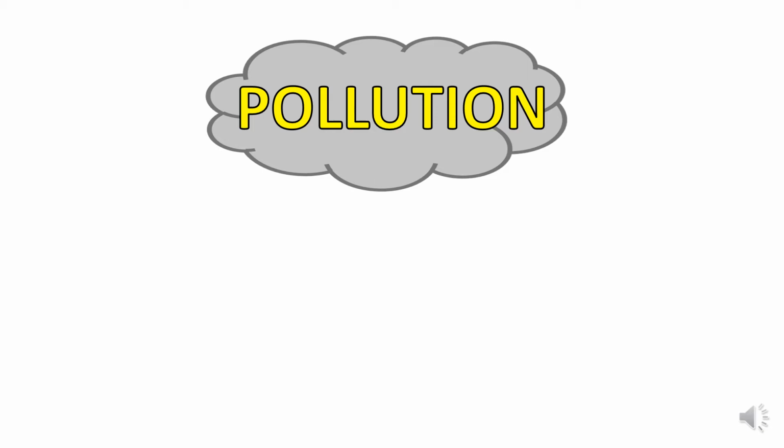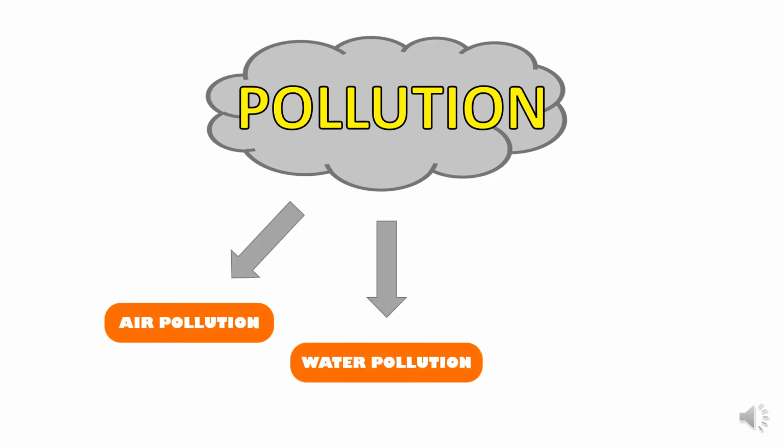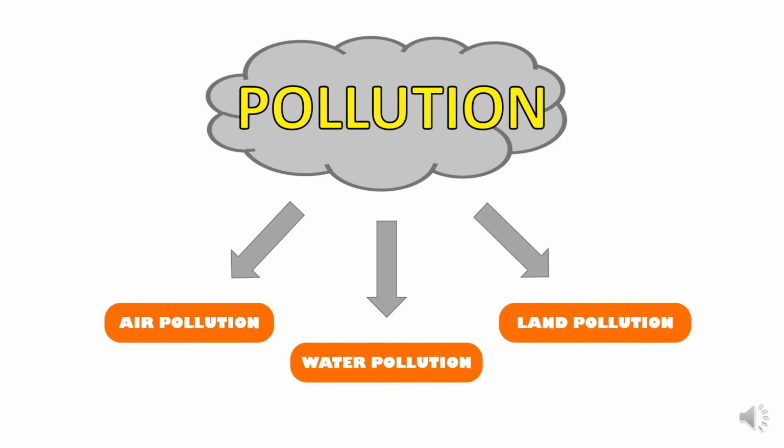Let's look at the types of pollution. There is air pollution, water pollution, and land pollution. Let's look into each type of pollution one by one.